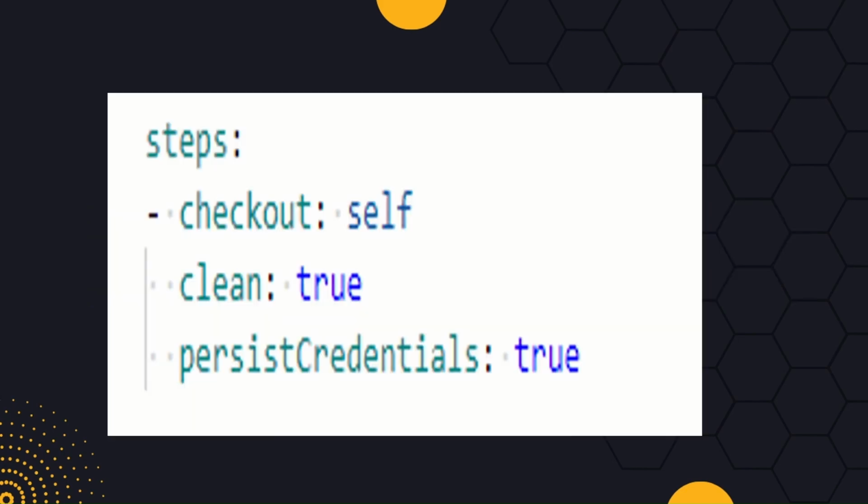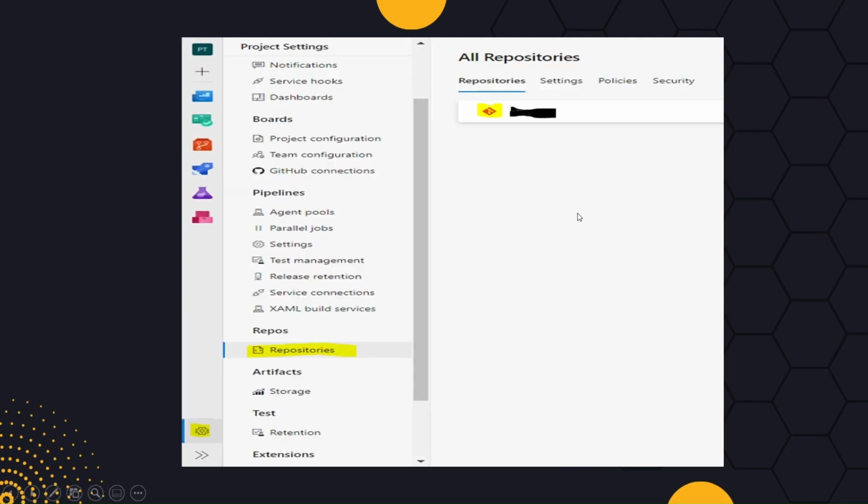For that, all you have to do is, as the first step in your pipeline, after you have declared your variables, given your agent and everything, add a checkout step or task. It is saying checkout self, and then we are explicitly telling it that it needs to persist credentials. So we set this to true. Then the second thing that we need to do is, for our particular repository or even at the project level, we have to allow the build service to create tags.